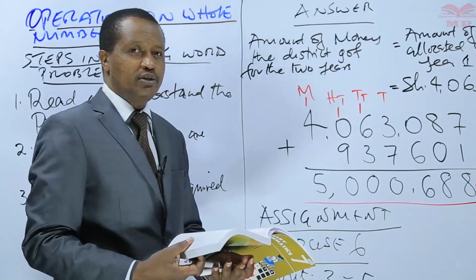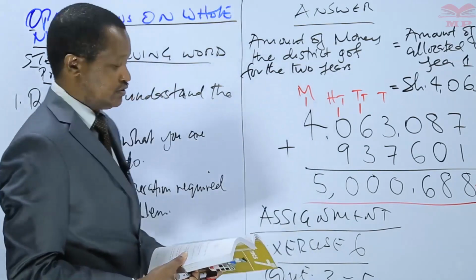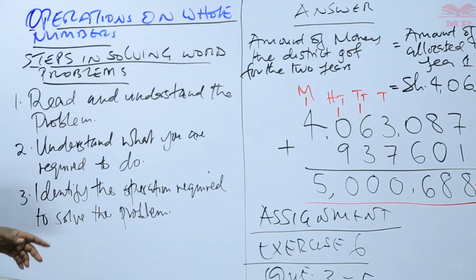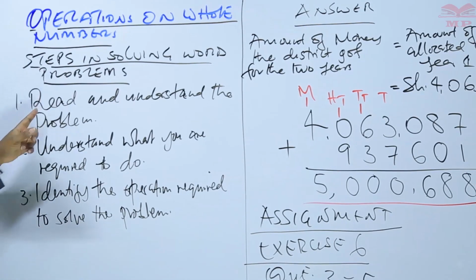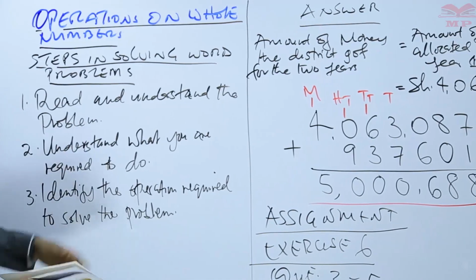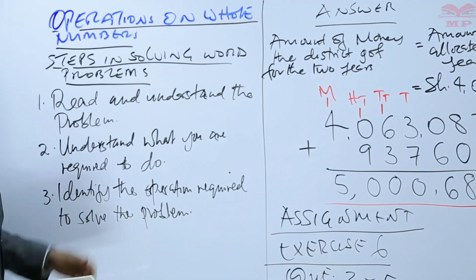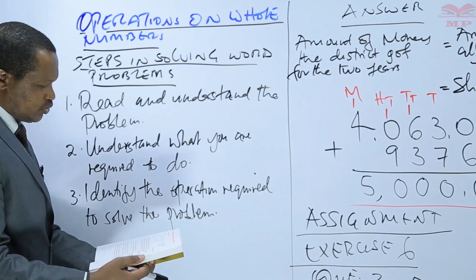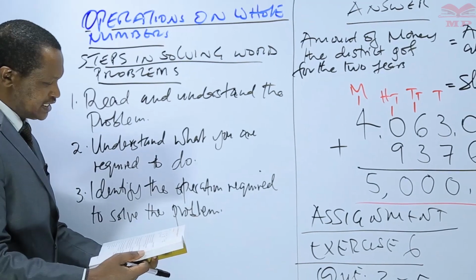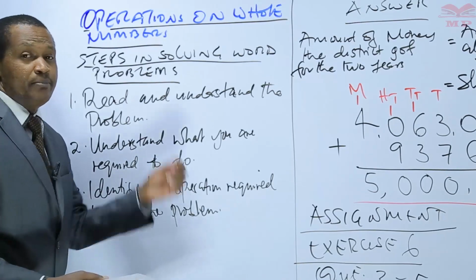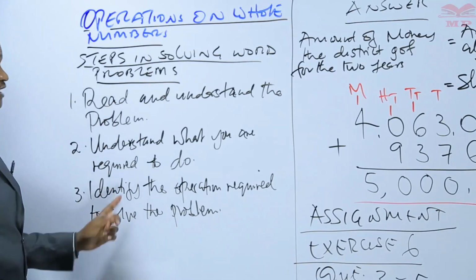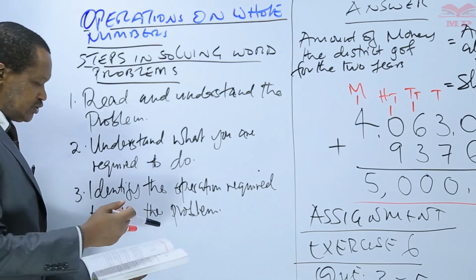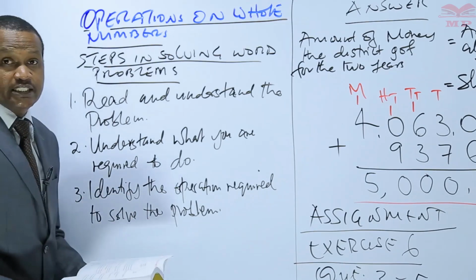When solving word problems in today's lesson, we have revised, because we covered this in our previous lessons, that step number 1, you read and understand the problem. Step number 2, understand what you are required to do. In this question, you are required to calculate the distance in kilometers that was covered by the bus. Step number 3, identify the operation required. And here, just like the other question, the operation is addition.